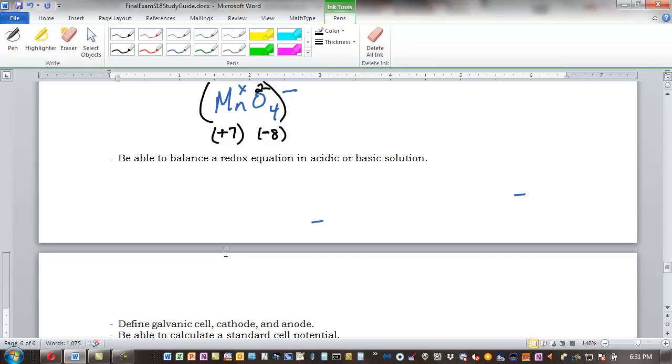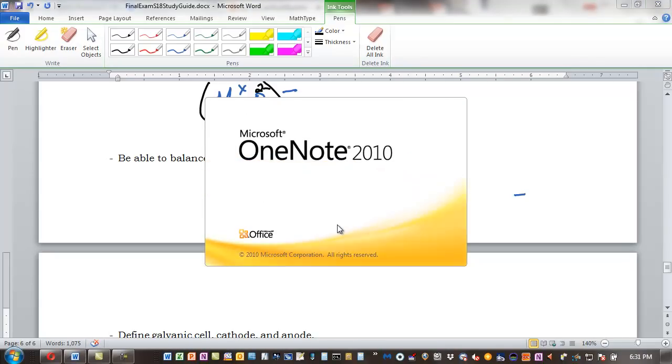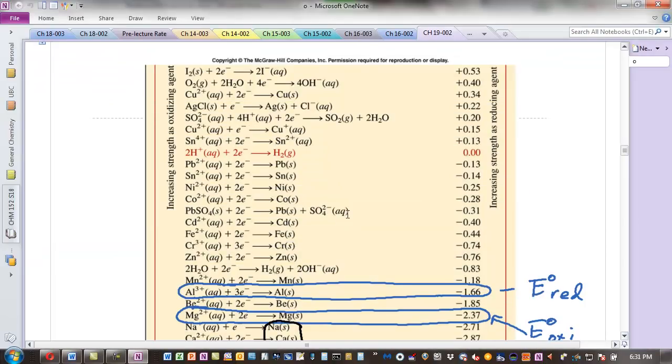Okay. Balancing redox. Let's get an example here. Let me just look at this table.